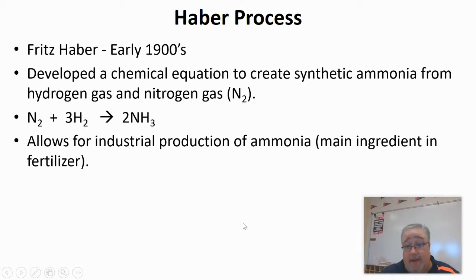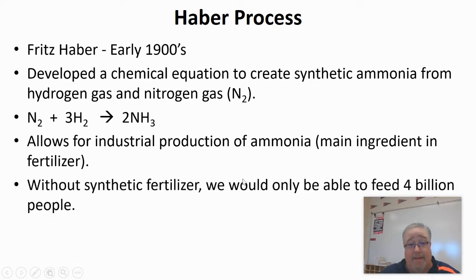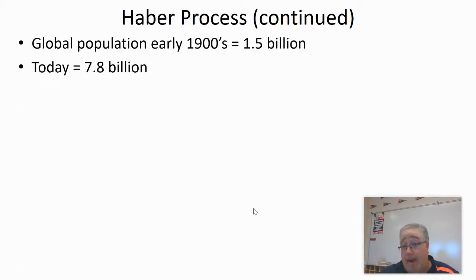It's the main ingredient in fertilizers. So if, for example, your dad fertilizes your lawn, or goes to Home Depot and buys a bag of Scott's fertilizer, the main ingredient in that is ammonia. And that's all created because of Fritz Haber's equation. That's why it's important. It's so important that if we couldn't produce ammonia synthetically, there would be no way we could feed everybody on this planet. Remember, we've got about 7.8 billion people. Without synthetic fertilizer, we would only be able to feed about 4 billion people, and that's a problem.